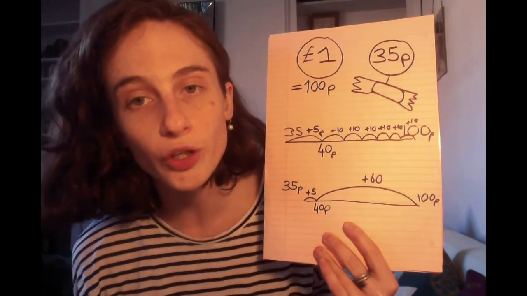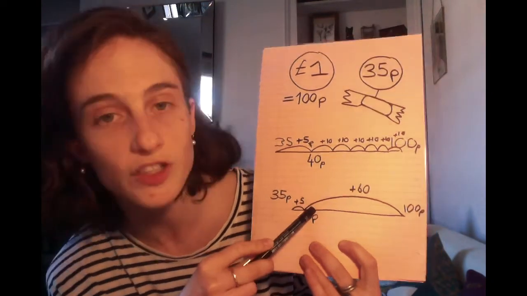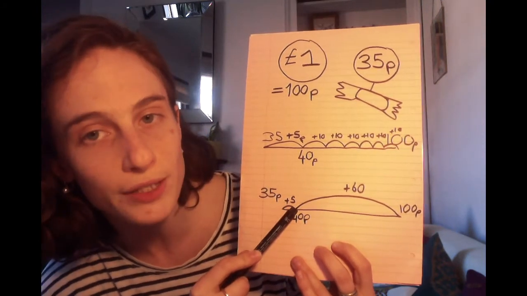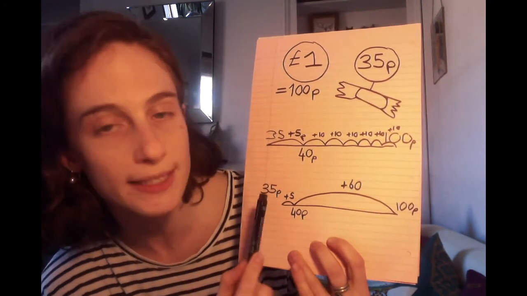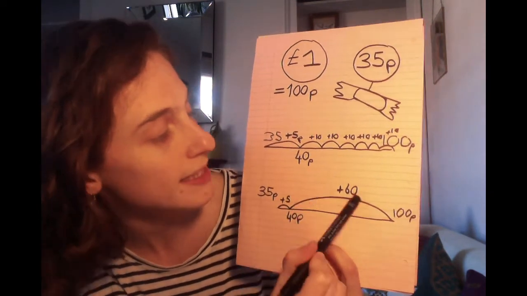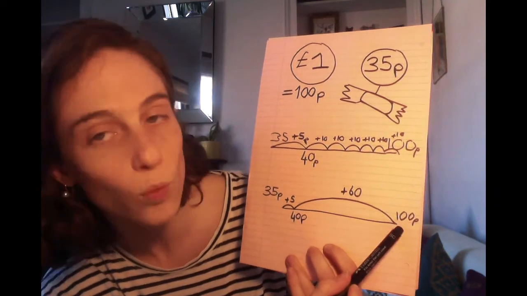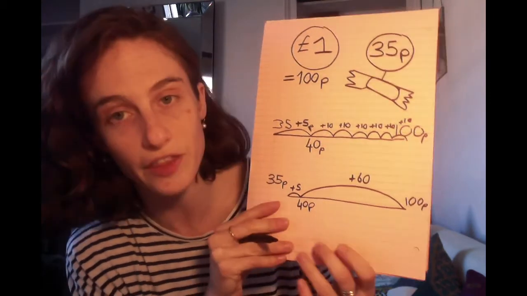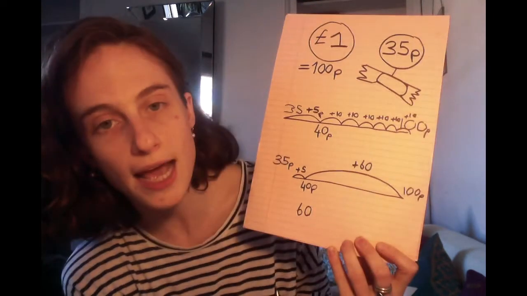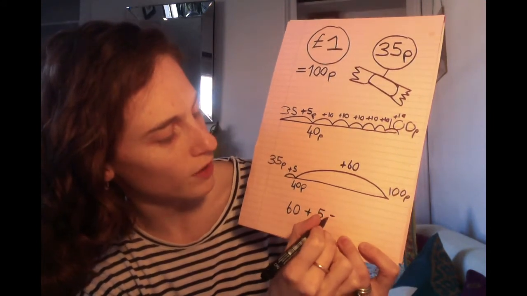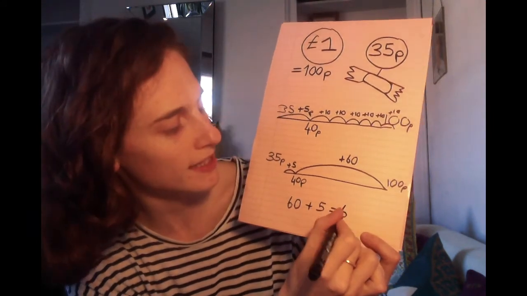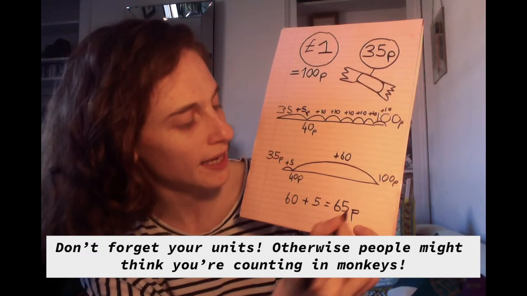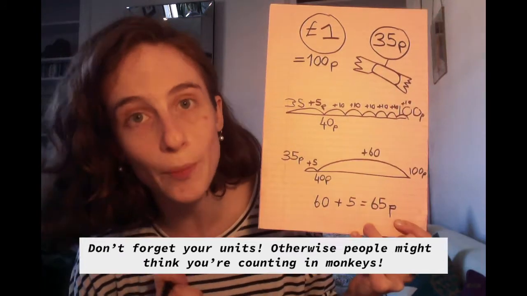Now, if you know that if I know, then I know strategy, you might have done it like this. So I've gotten to 40p, because I've added my 5 ones. And then, if I know that 4 and 6 make 10, then I know that 40 plus 60 makes 100. Now, the only thing left to do is to add my 2 jumps together. And then I'm going to find out the difference in change that I need. 60 plus 5 ones can only be equal to 65. Okay? 65p. Now that is my change, and that would have been my strategy to work it out.